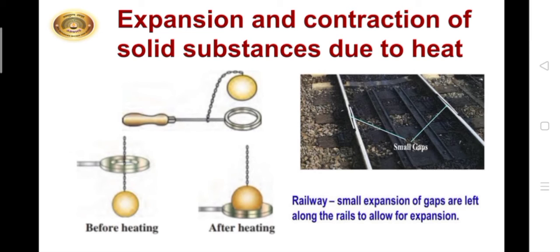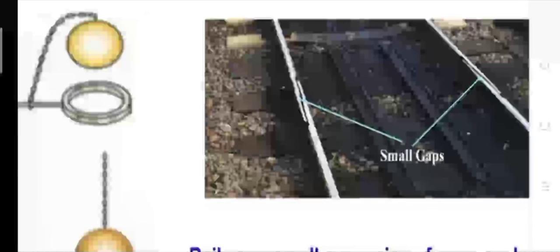We will observe when the ball is heated, it doesn't pass through the ring. And when the ball is cooled down, it passes again through the ring. This experiment shows that metals expand on heating and contract on cooling. That's why small gaps are left along the rails to allow for expansion, as you can see in this picture.